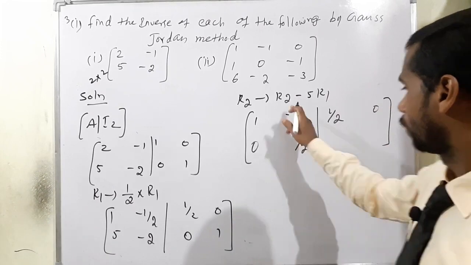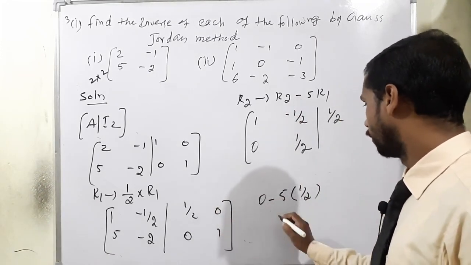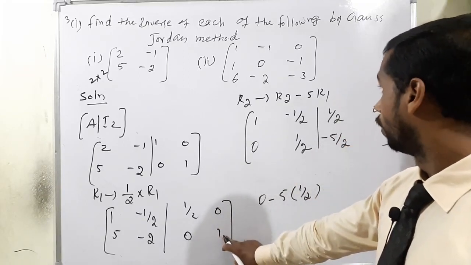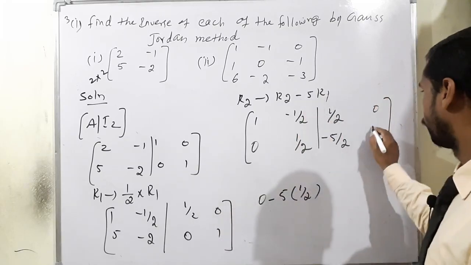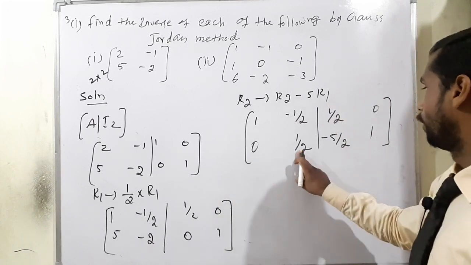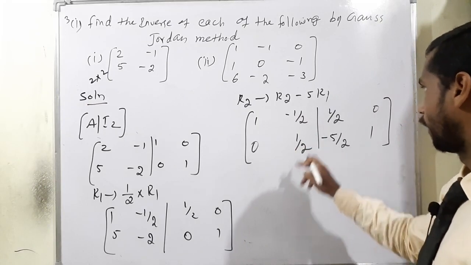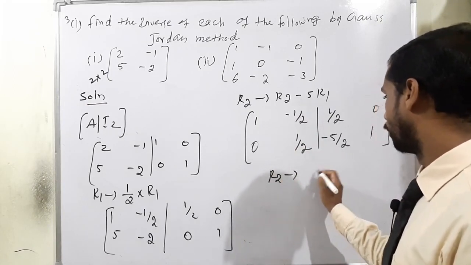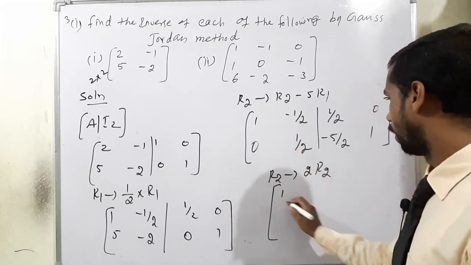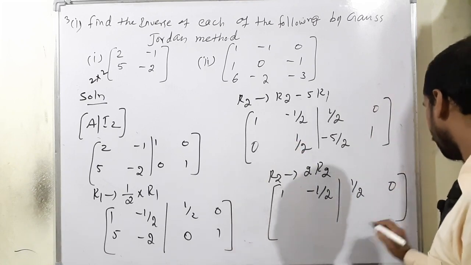So next one, R2: 0 minus 5 into R1, 1 by 2. Therefore we can write now directly minus 5 by 2. The next one, only 1 is there, comparing R1, 0. Therefore we can write it 1. The next one, here we need 1. Therefore into 2 means definitely value will be 1 by 2 into 2, means 2 to cancel. Therefore again R2 gives 2 into R2, R1 as it is. 1 minus 1 by 2, then positive 1 by 2, 0.